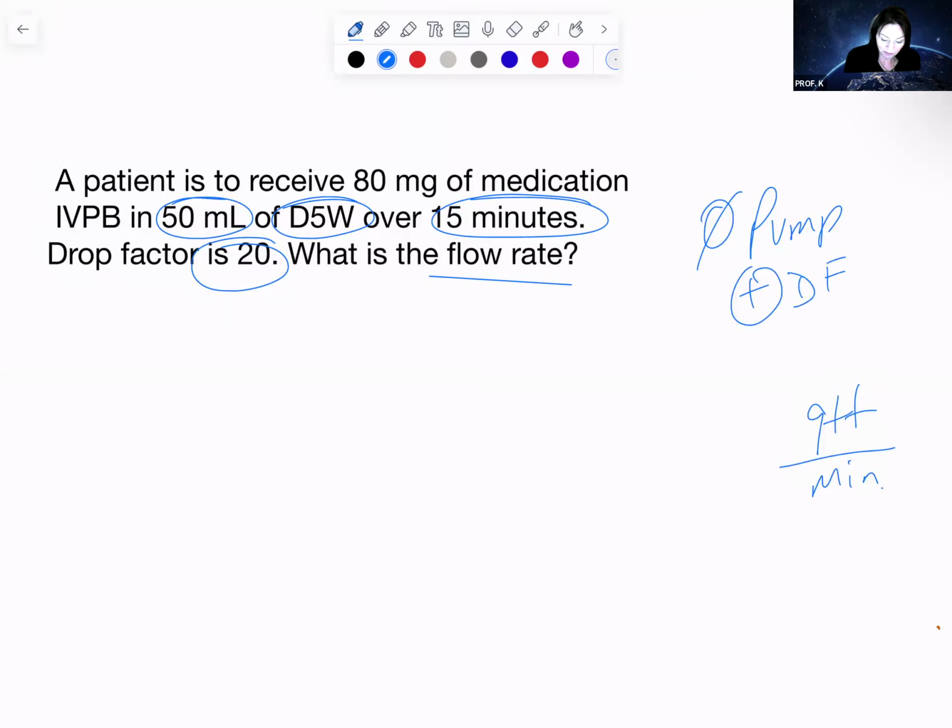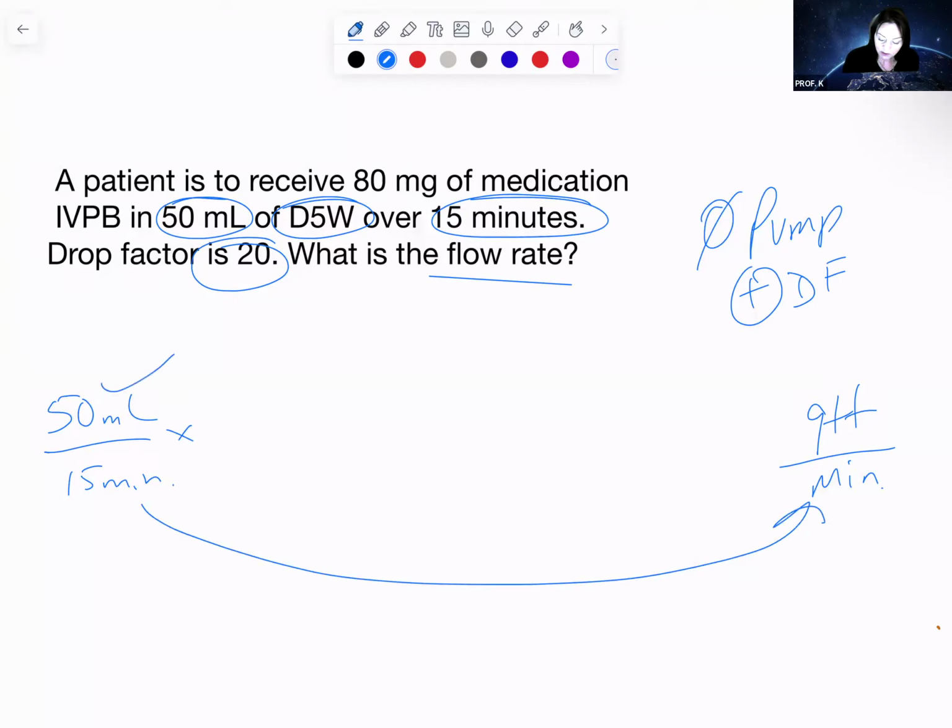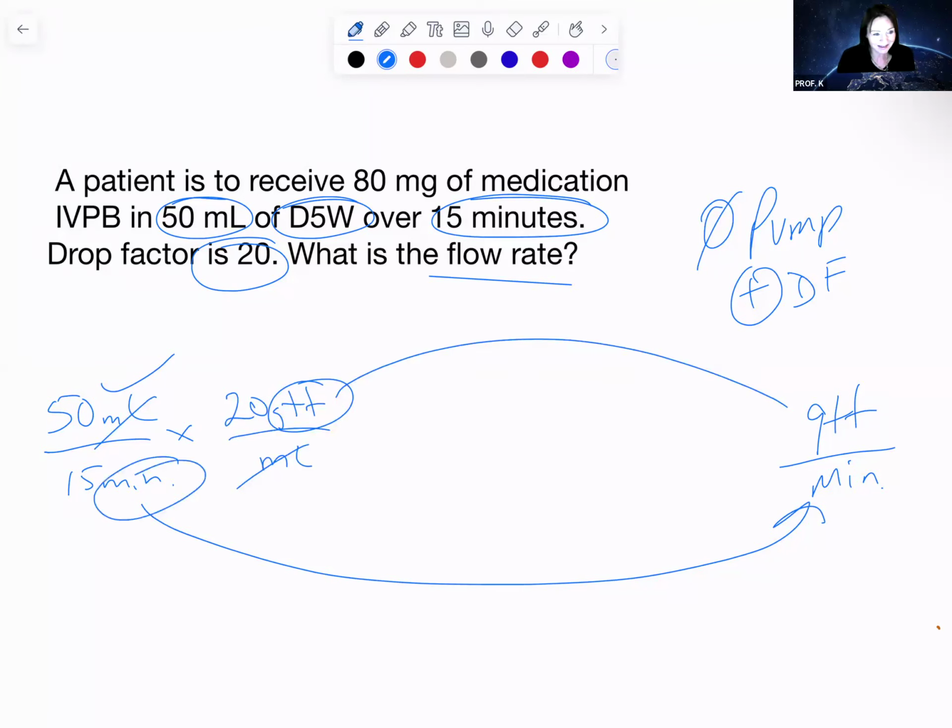Yeah. So volume over time, 50 milliliters over 15 minutes. Beautiful. So I got minutes. How do I get rid of milliliters, get to drops? No, use a drop factor. 20 drops per milliliter. Well, look at that. That's it. That's it. So now it's just math.